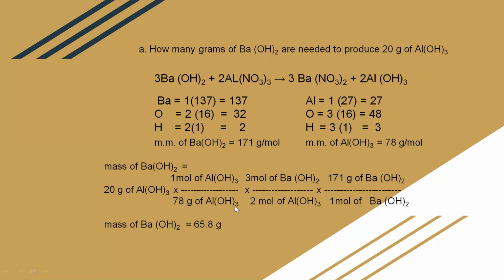So we're going to cancel the units. If they cancel, the remainder is grams of barium hydroxide. So next, 20 grams times 1 over 78 grams times 3 over 2 times 171 over 1. The answer will be 65.8 grams. Therefore, the mass of barium hydroxide in the given problem is 65.8 grams.